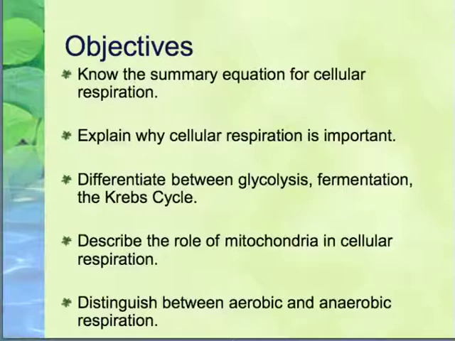So we are going to talk about why it's important. We're going to talk about the different parts to it, just like photosynthesis had a light reaction and a dark reaction. Cellular respiration has a couple of steps. And of course, all of this happens in the mitochondria, which you guys know about. And then there are two types of cellular respiration that we're going to distinguish between: aerobic and anaerobic. So we're going to get to that here in just a second.